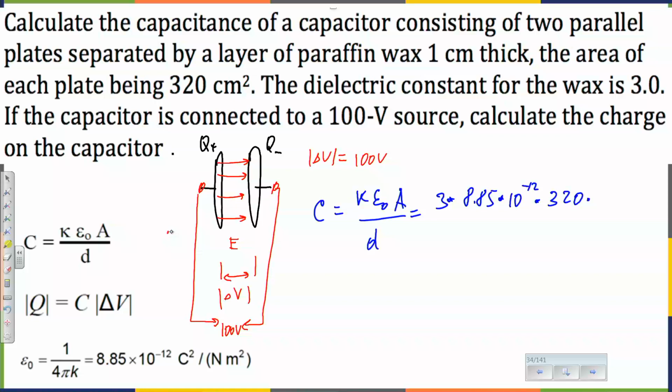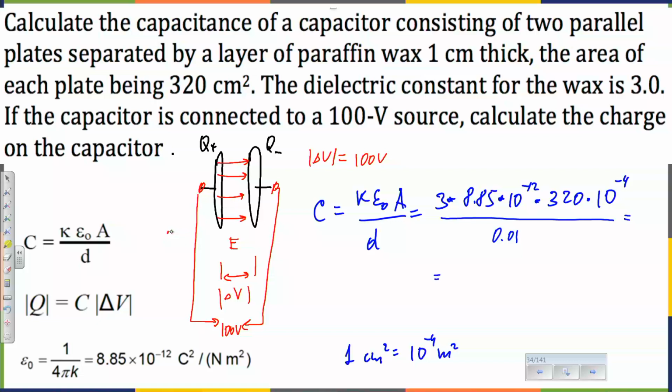1 square centimeter is 10 to the negative 4 meters squared. Divided by the distance. So it's completely filled with wax, and the wax is 1 centimeter thick. So the distance between the plates is 1 centimeter, or 0.01 of a meter.